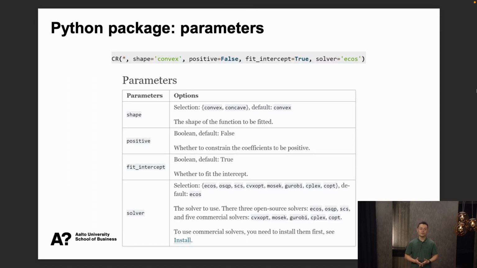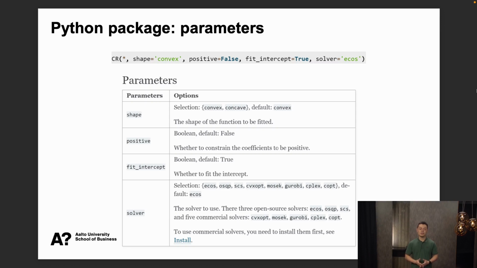Then I'll show you what parameters we have in the CR model. Here we have 4 parameters in the CR model. The first one is the shape. The options include convex or concave, which means the shape of the estimated function.